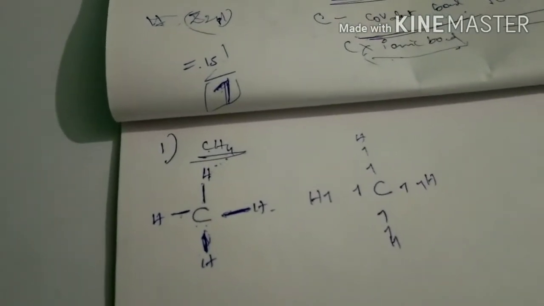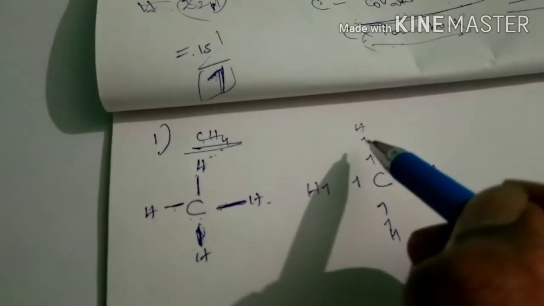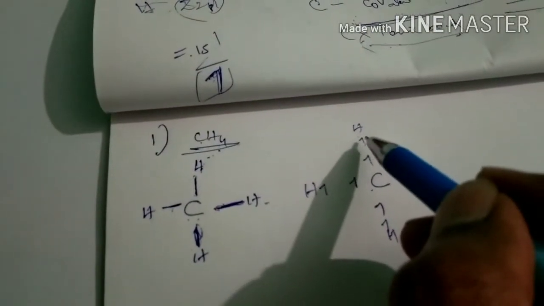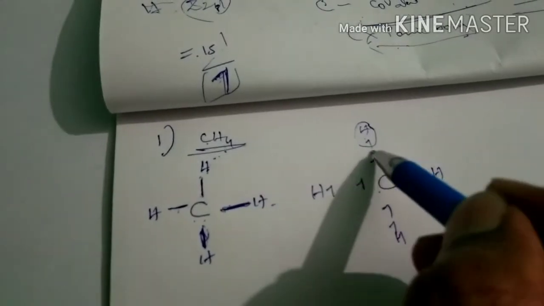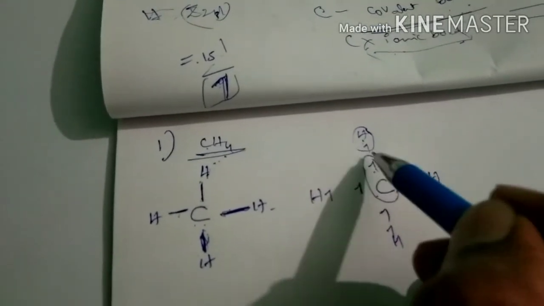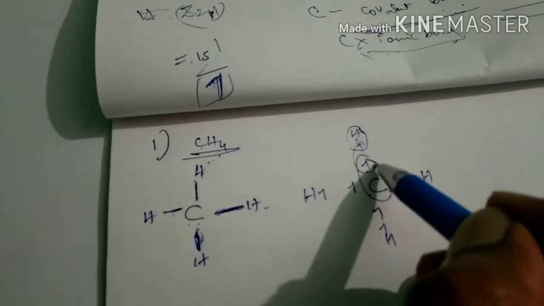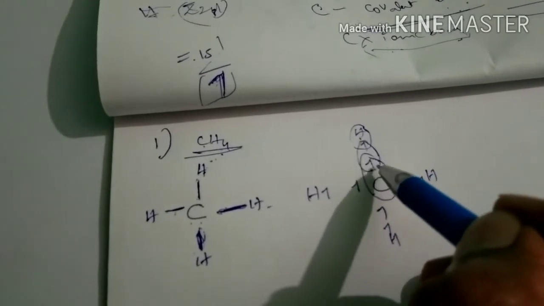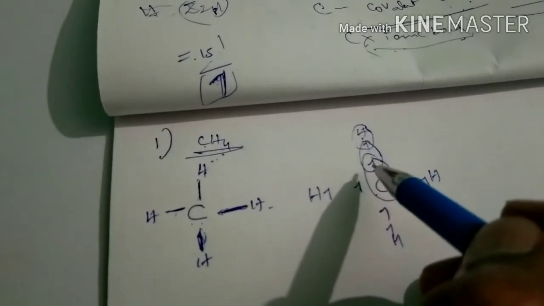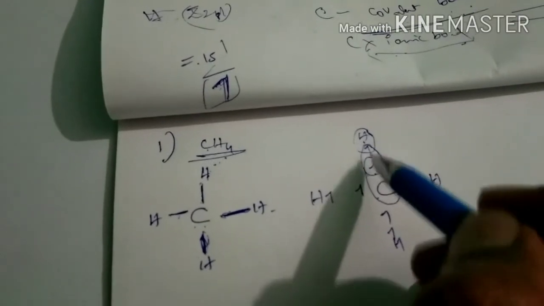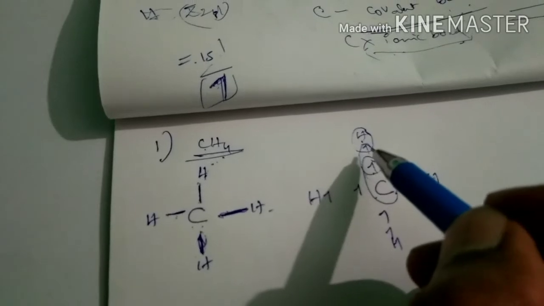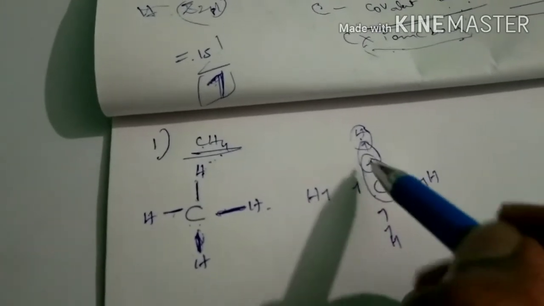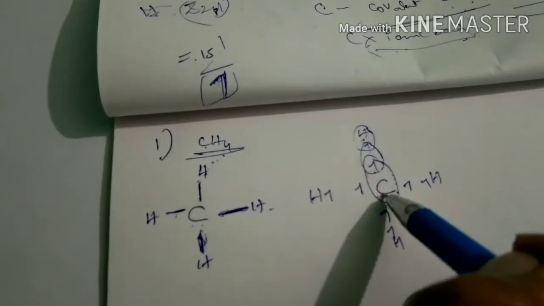Here the point is what? Between these 2 electrons, one electron of the hydrogen atom and one electron of the carbon atom, these 2 electrons are shared because of attractions. That means sharing of electrons takes place between these 2 atoms.